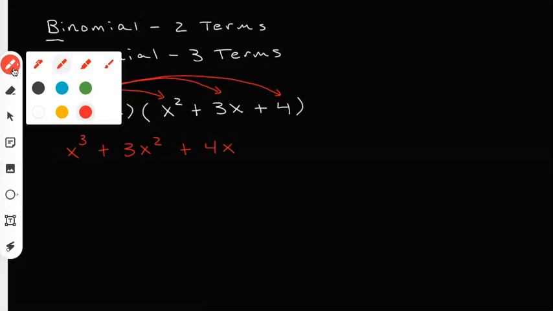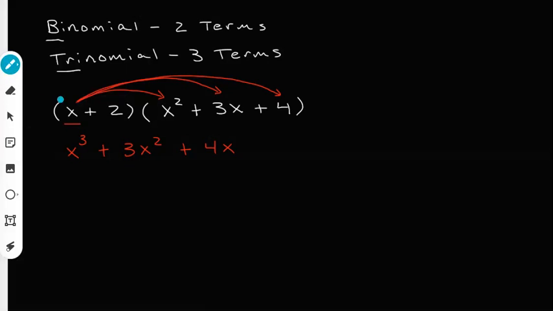The next thing I want to do is underline the next term, which is the 2 right here. I'm going to do this in blue. And what I'm going to do is exactly what I did last time. I'm going to multiply every single term in this polynomial by the 2. So I'm going to draw an arrow from the 2 to the x squared, to the 3x, and the last arrow is going to go to the 4. So we're going to multiply all three of these terms by the 2. The first thing I'm going to do is multiply 2 by x squared, and I'm going to get 2x squared.